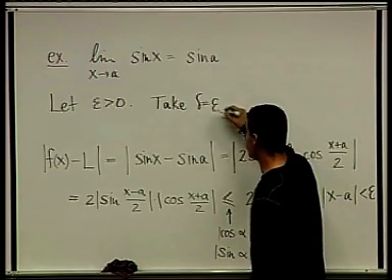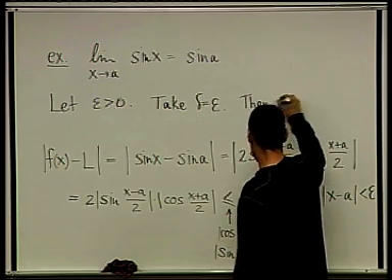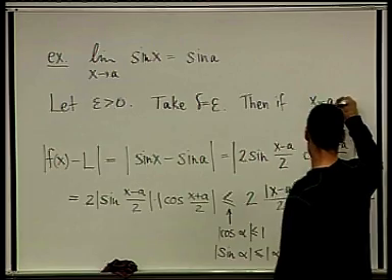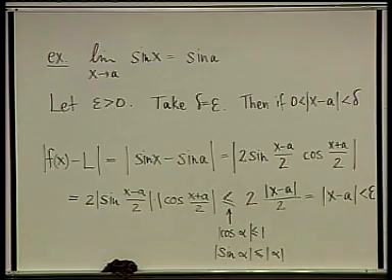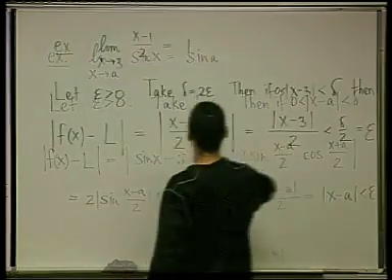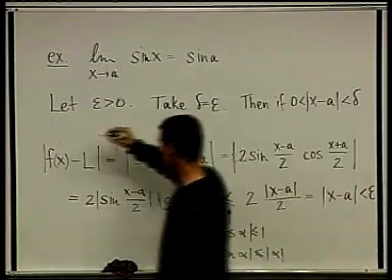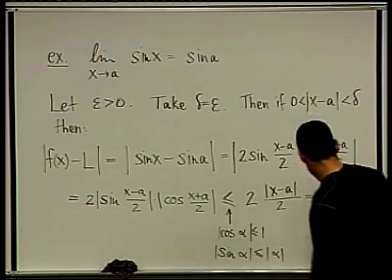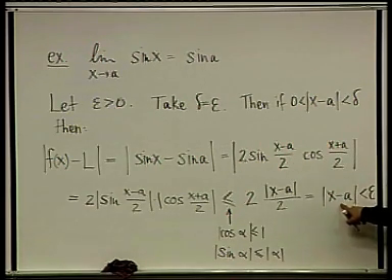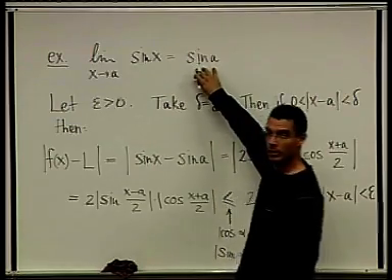Okay? So take delta, let me just finish it off. Take delta equals epsilon. Then, if x minus a is less than delta, we should add the greater than 0. I forgot it on the previous board. Let me do that too. If x minus a is less than delta, then f of x minus l is this. This is less than delta. Delta equals epsilon. This is less than epsilon. Done. We proved that this limit exists and equals this L.